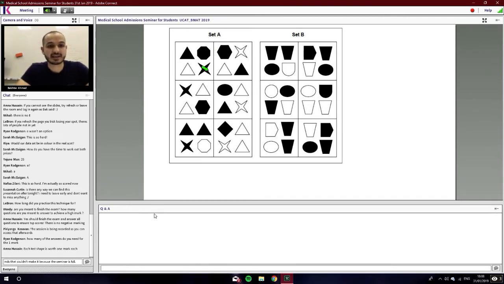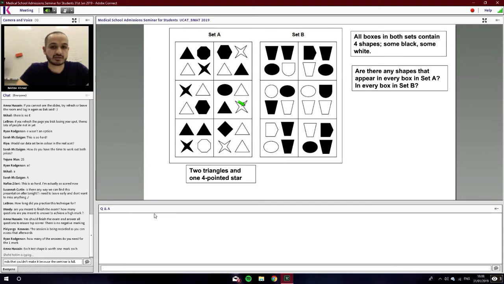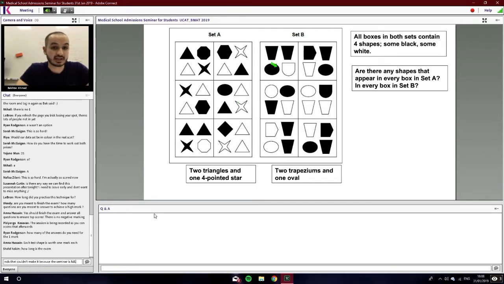So if you look at set A, there's always a pointy star, a 4-pointer star. And then you also have always 2 triangles. So set A, there's always 2 triangles and a 4-pointer star. And then in set B, you've got 2 trapeziums and an oval every time. There's a bit more to it. So this is a partial pattern. There's a little bit more to it.